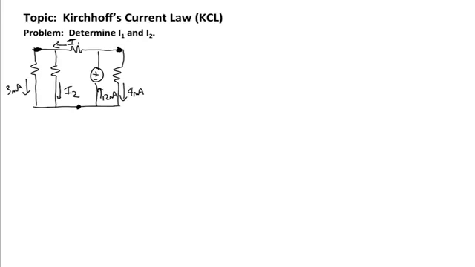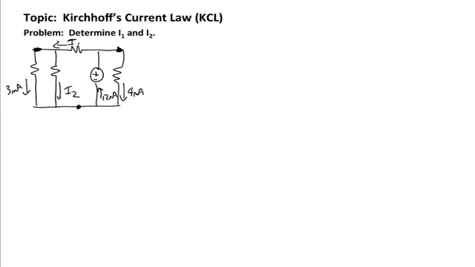So if we want to use Kirchhoff's current law, we can sum the current into any one of those nodes and see if we can solve for the quantities that we have of interest. So let's start with the node on the left-hand side of the circuit. So we want to sum the currents into the left-hand node at the top.